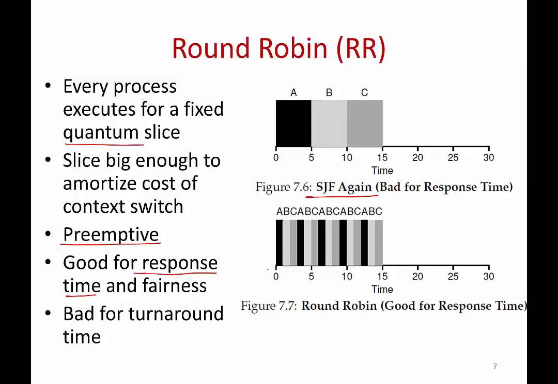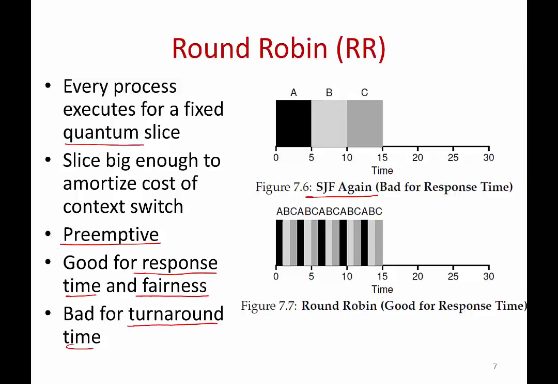So round robin is good for response times, but it is not that great for turnaround time. Why? Because the execution of a process is really dragged on, right? You have to take turns with everyone. Therefore, it's not great for turnaround time, but it is also good for fairness. Everybody gets their turn, right? So this is a very simple policy.